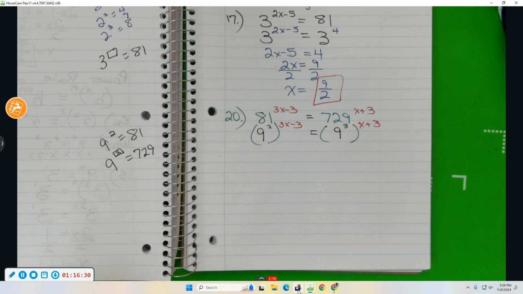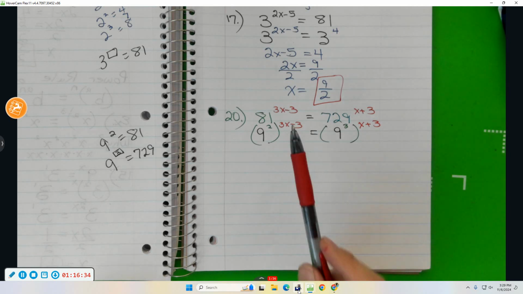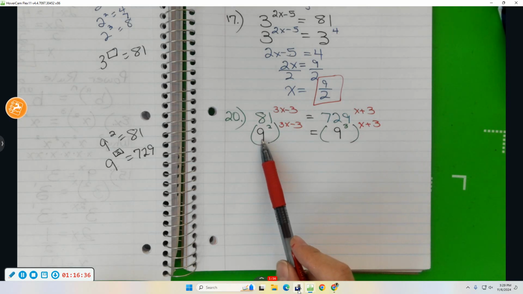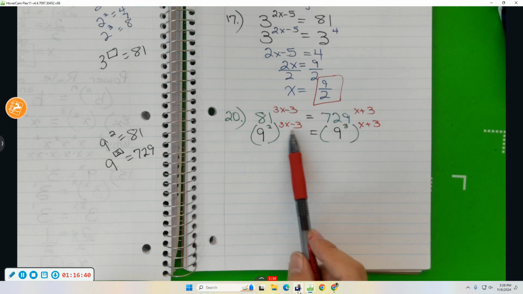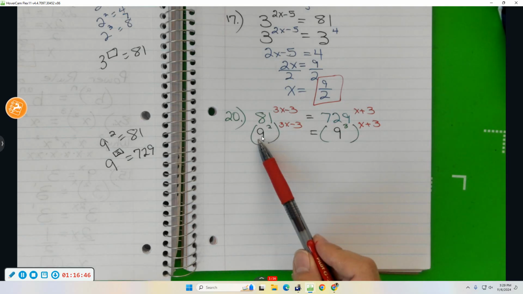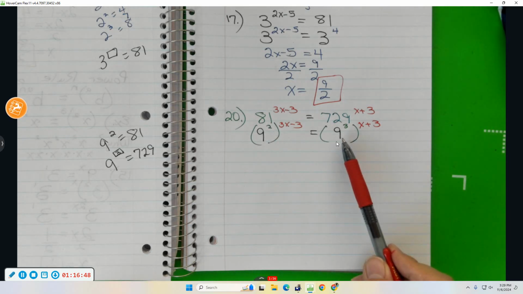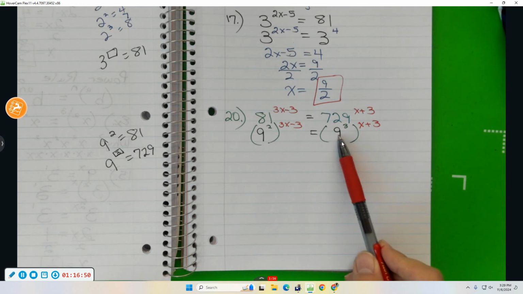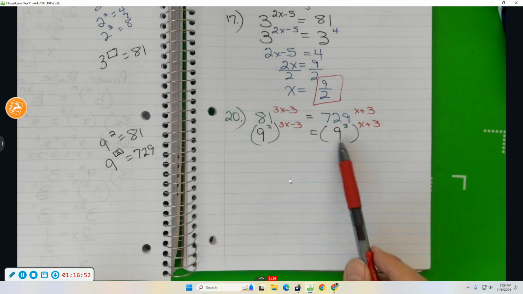And this is an interesting problem because you could use a base of 3 also. But that's going to give you bigger numbers. You could have used a 3, and you would have still got the same answer at the end. You'd have a 3 to the 4th here, and a 3 to the 6th. I like using 9 better. That keeps the exponent smaller.